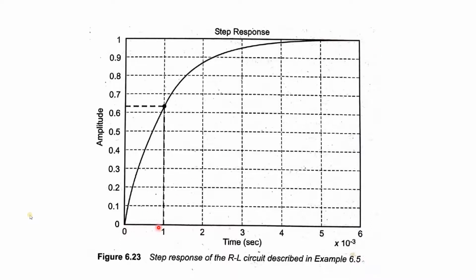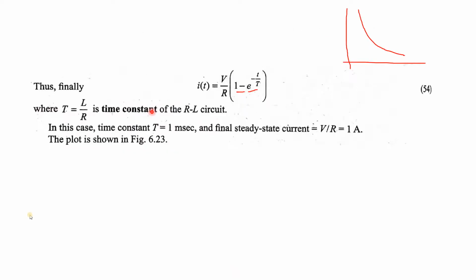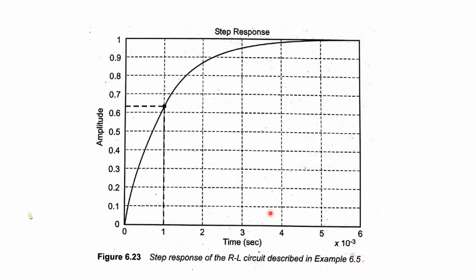Okay, so now if you observe for 1 millisecond, the amplitude is somewhere over here. The steady state current will be V by R, 1 ampere in this case. So steady state current means this current. You can see this is the amplitude, that means this is current on the y-axis and this is time on the x-axis.